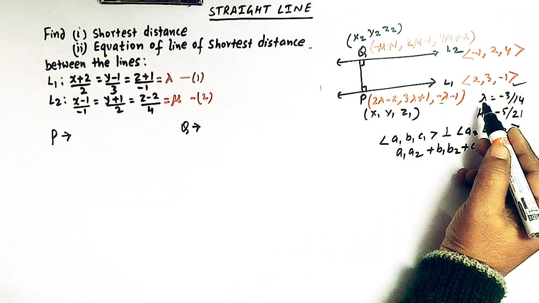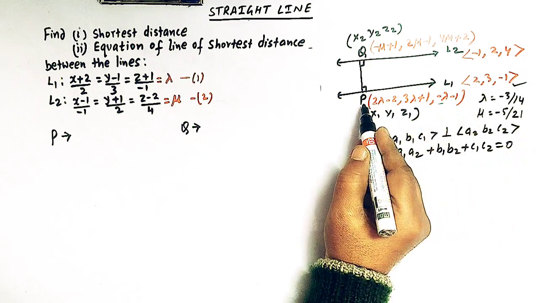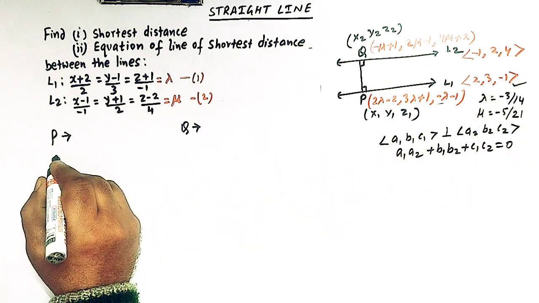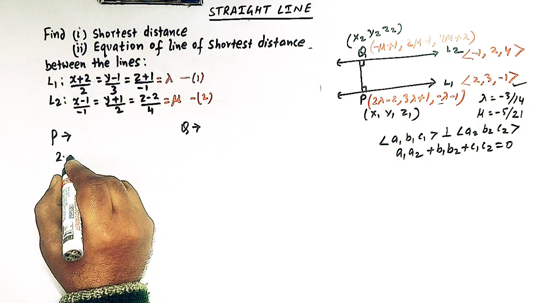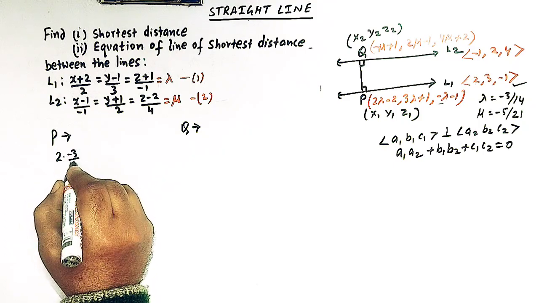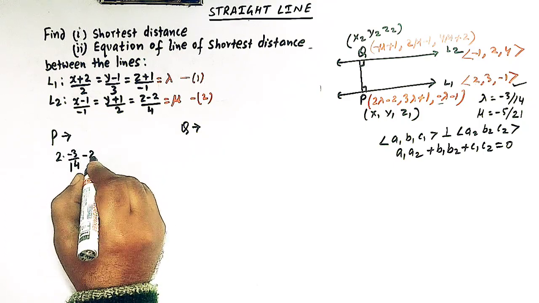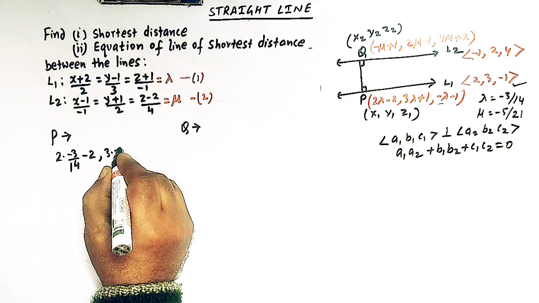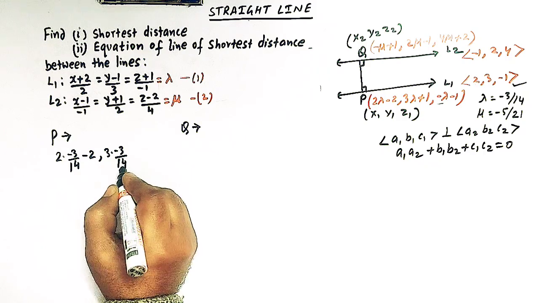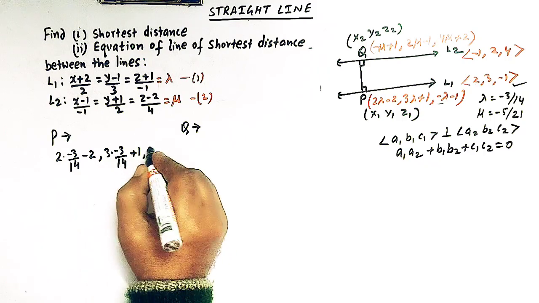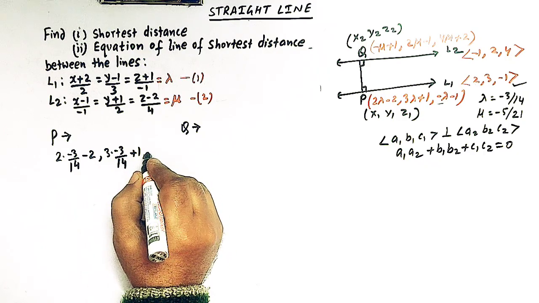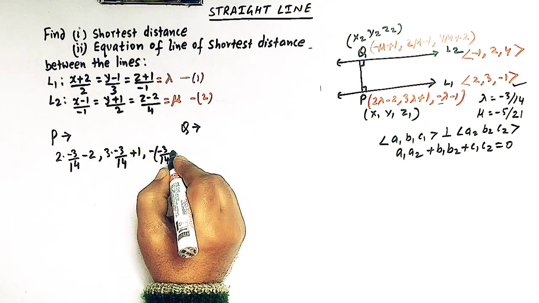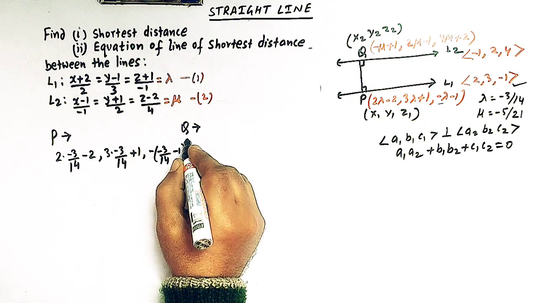So let us substitute the value of lambda in this coordinate. So the coordinates of the point P are given by 2 times minus 3 over 14 minus 2, then we have 3 times minus 3 over 14 plus 1, and then we have minus 3 over 14 minus 1, right?